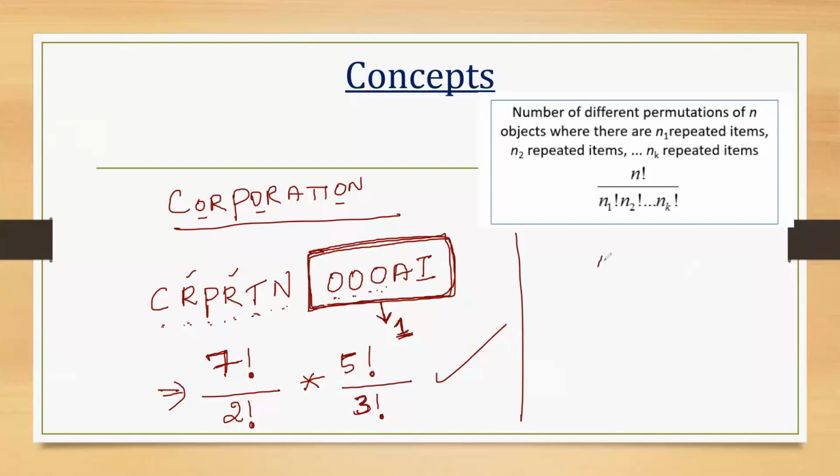Okay, final one. Optical. Vowels always together. Give a try. The word optical. So what is the answer here? Vowels always together. Okay, so what are the vowels here? O, I, A.